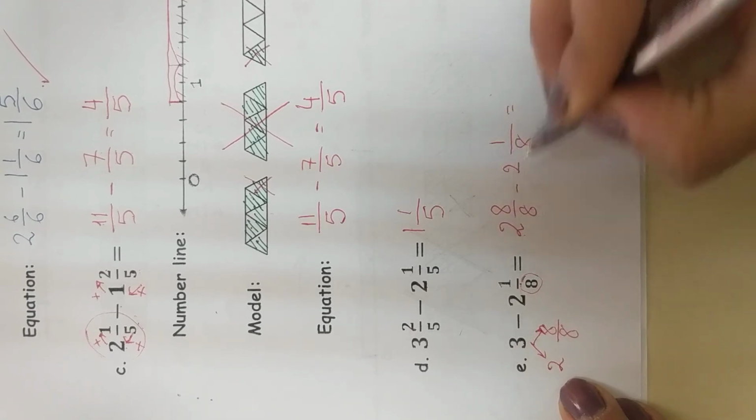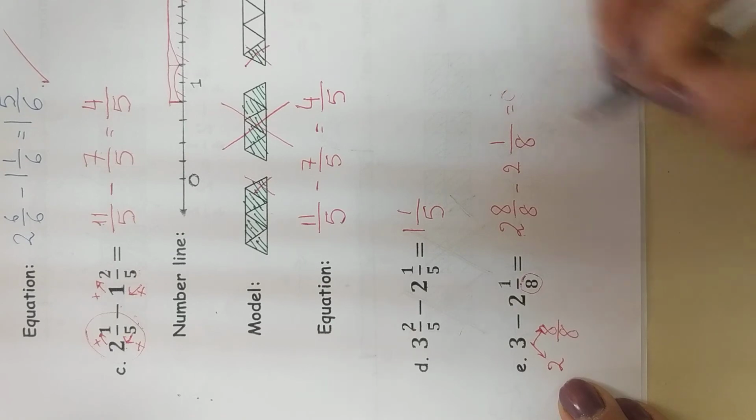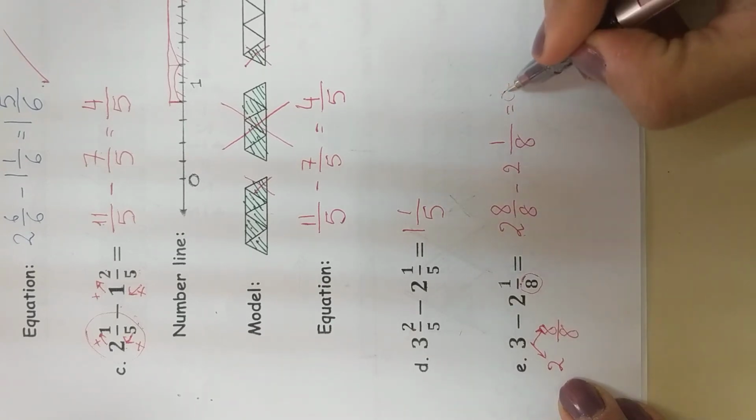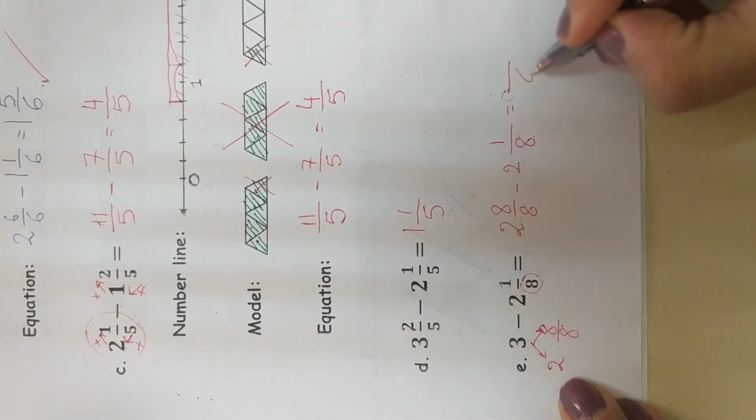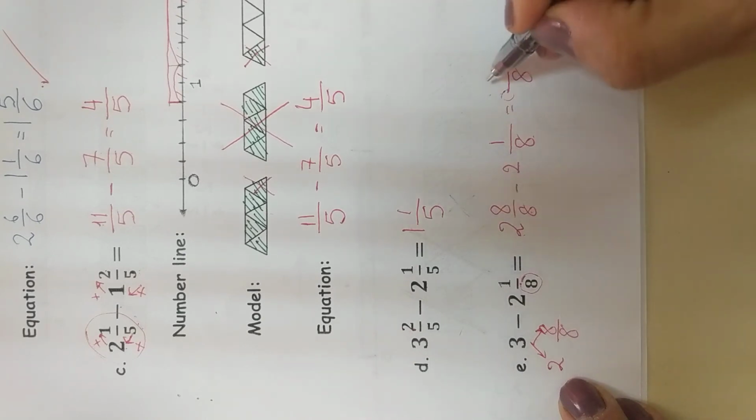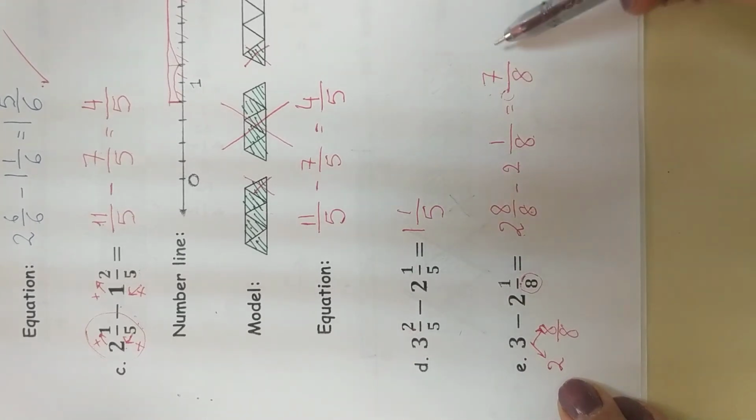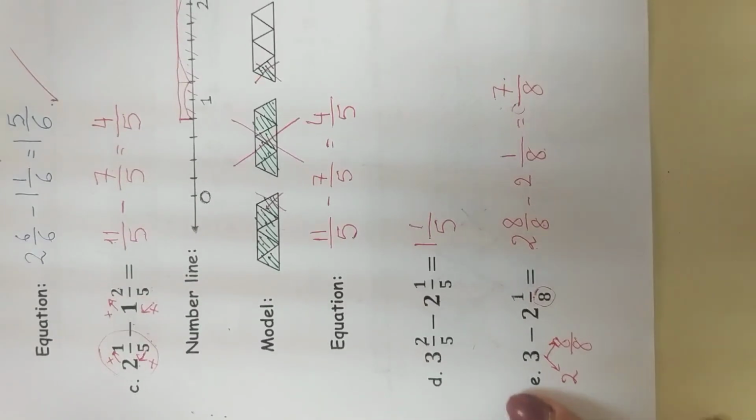2 minus 2 is 0. We will not write 0 here, it has no meaning. So I will put 8 as it is, the denominator. 8 minus 1 is 7. The answer will be 7 over 8.